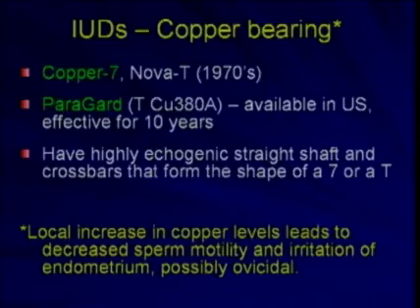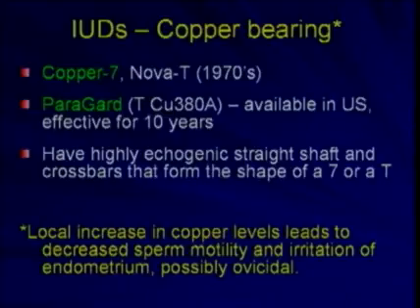Now, of the copper-bearing IUDs, the most common that you're likely to see is the Paragard T-shaped IUD, which is available widely in the United States and is effective for 10 years. One may see also the copper 7 IUD. Now, these copper IUDs have highly echogenic straight shafts or vertical portions, and they have crossbars that are also highly echogenic and that form the shape of a 7 or a T.